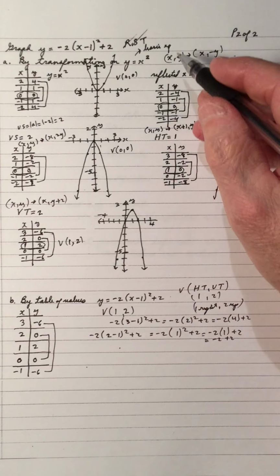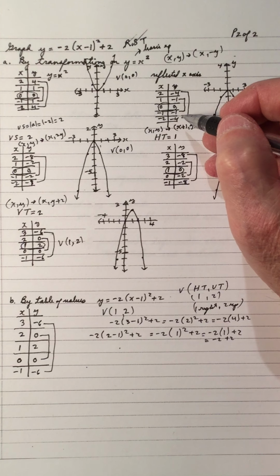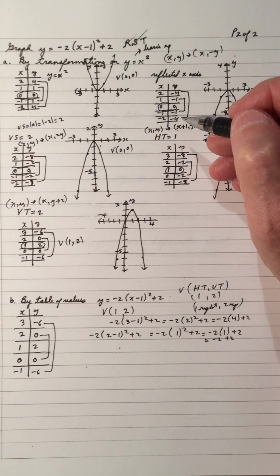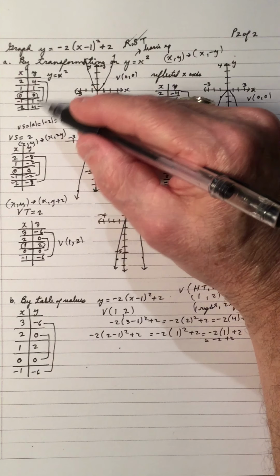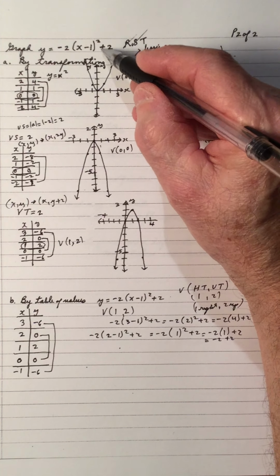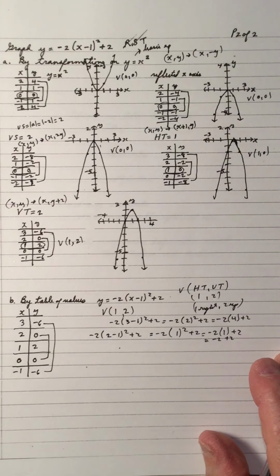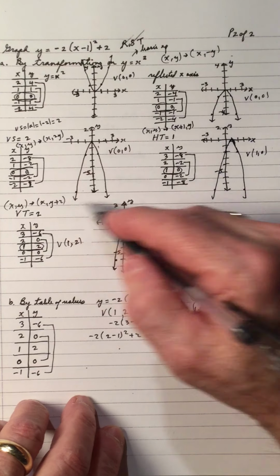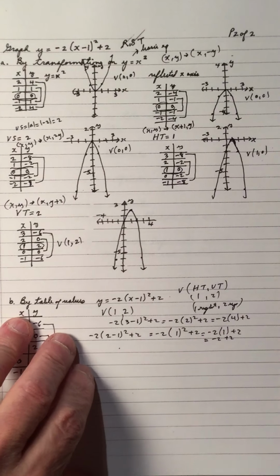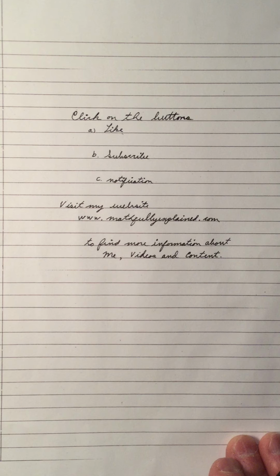You reflect, you stretch, then you do a horizontal translation and a vertical translation. And remember, if this is a 1, then there's no stretch. The y values stay the same. And if there's no 2 on the end here, that means it didn't move up 2. So sometimes you only do a couple. You might do a reflection and a horizontal translation. You might only do 2. You might only do 1. But I did all 4 here because all 4 are in this equation. Anyway, that's explaining how to work it out by a transformation or a table of values.